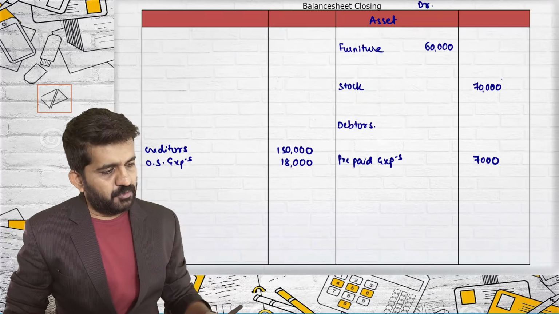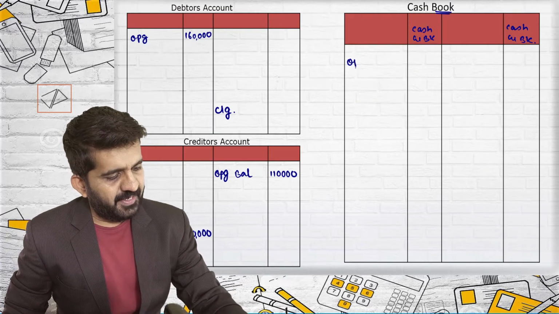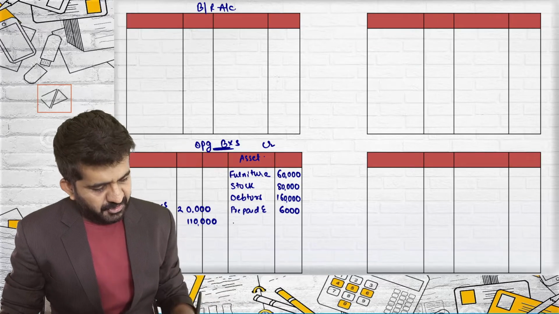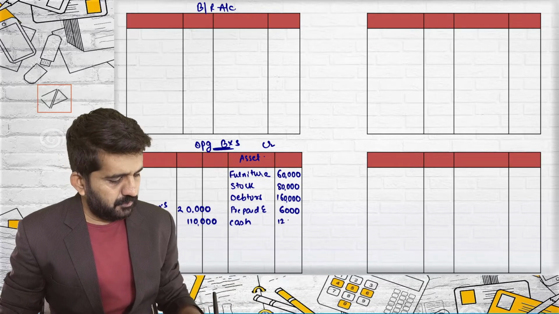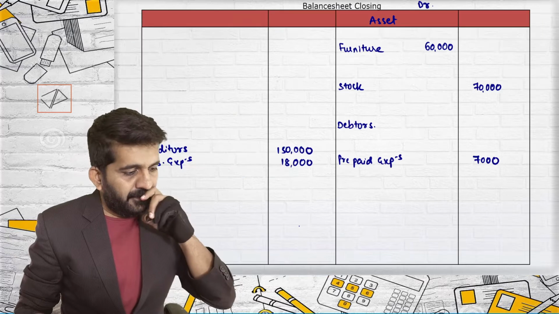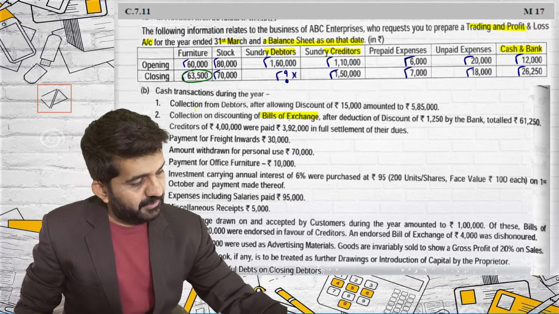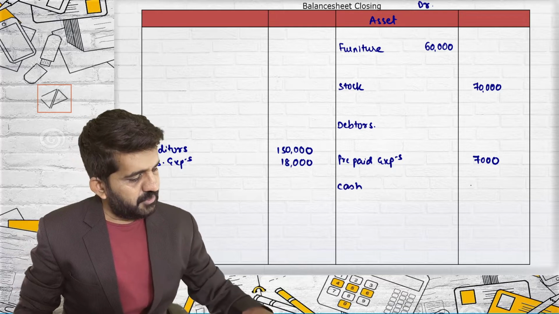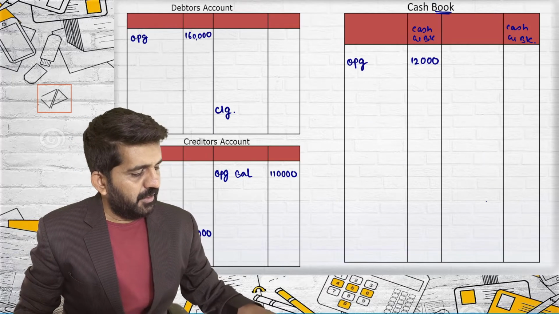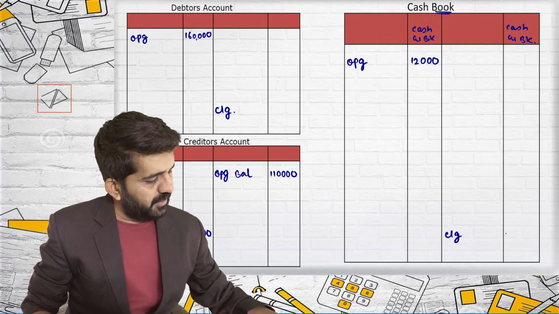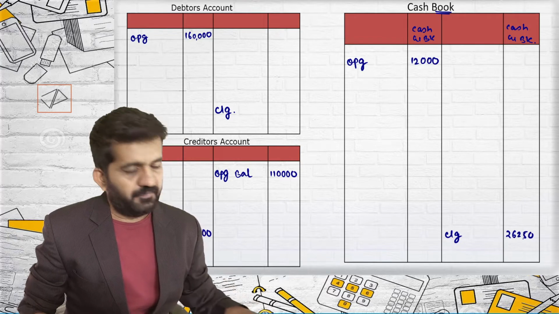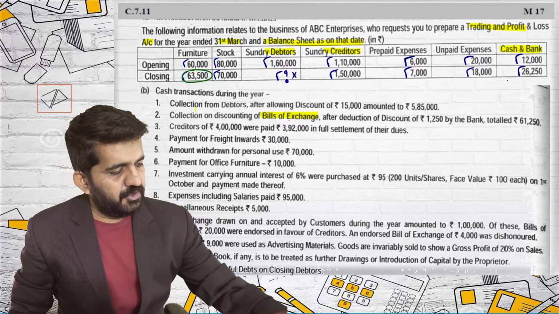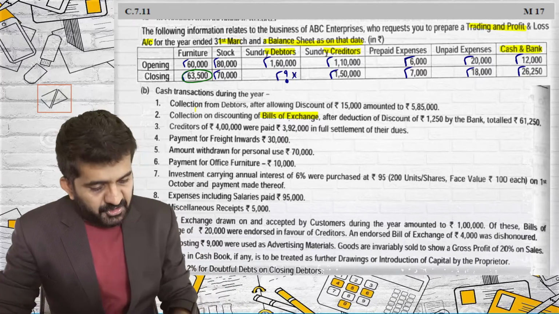Opening cash in bank 12,000. Cash and bank account, opening balance 12,000. In the opening balance sheet, the cash account will be 12,000. Closing balance 26,250. Cash account 26,250, and in the cash account the closing balance is 26,250. Again, two effects, we can go ahead. So this part is over. We'll be going to additional cash transactions.